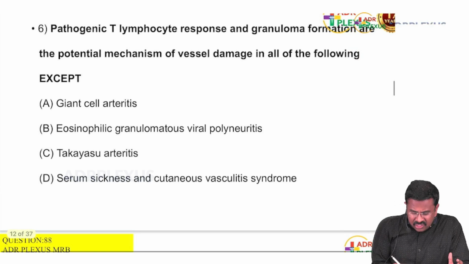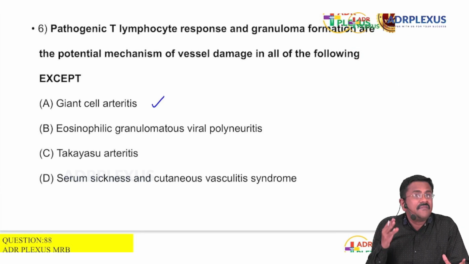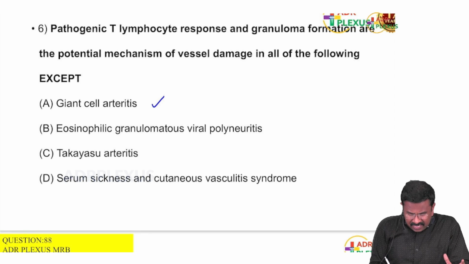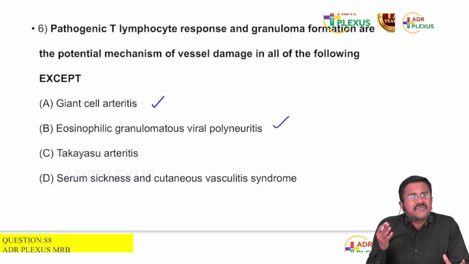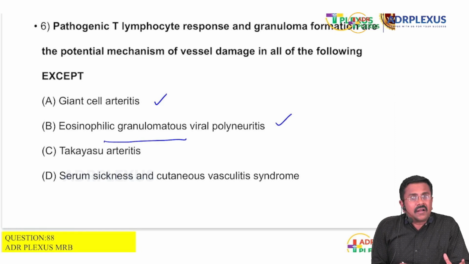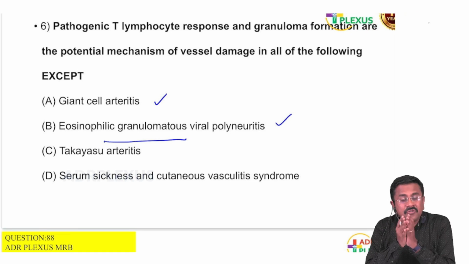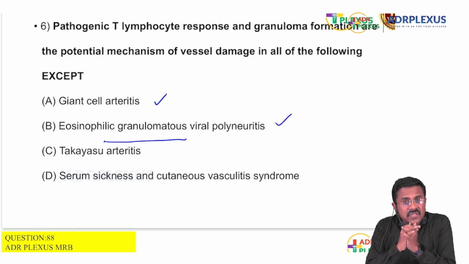So you can see here giant cell arteritis, definitely there will be granulomas destructing, and you know that temporal arteries are the commoner artery which is affected, which has a granuloma. And here the eosinophilic granulomatosis with polyangiitis, the word itself says granuloma. It is the Churg-Strauss syndrome, and also you will have eosinophils. Takayasu arteritis, which is a close differential for giant cell arteritis, is also associated with a granuloma.